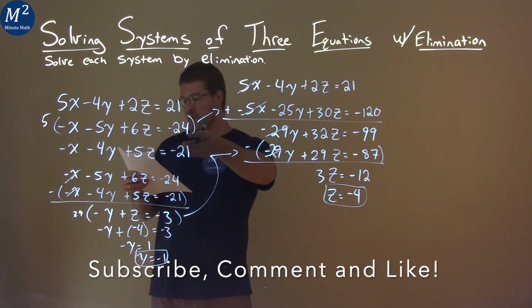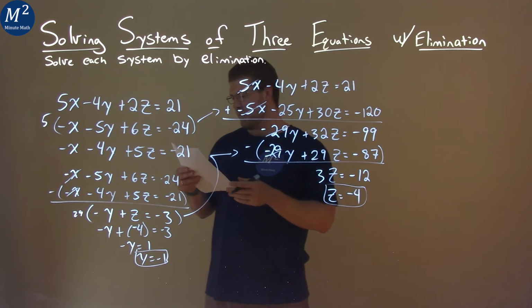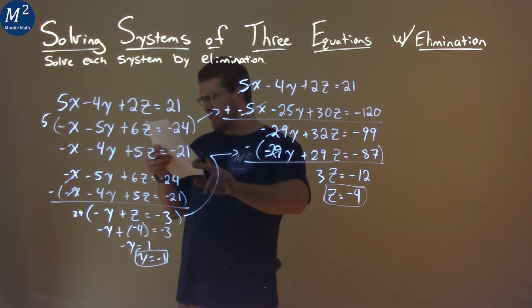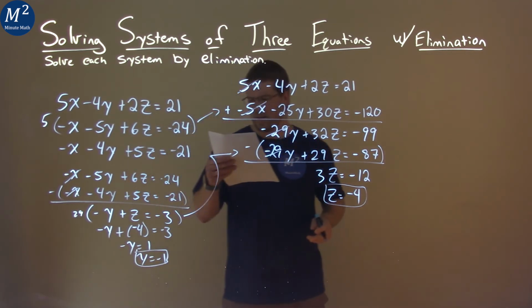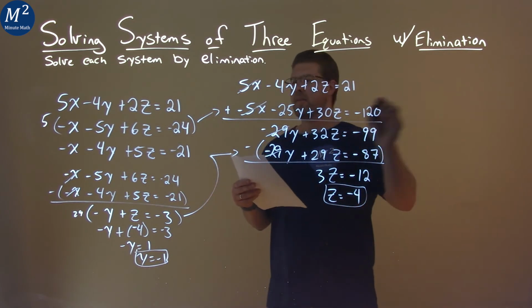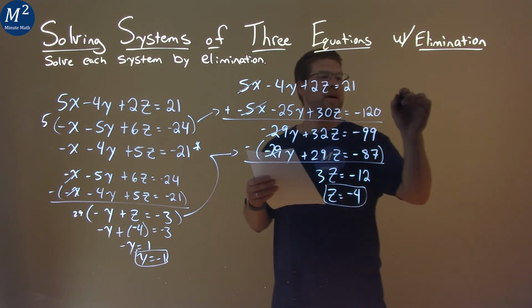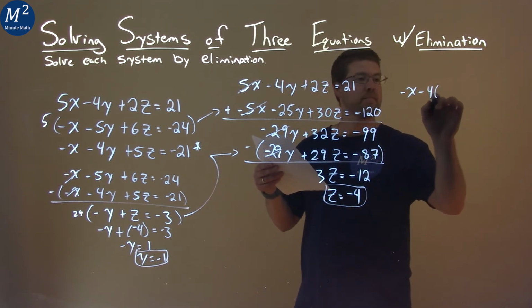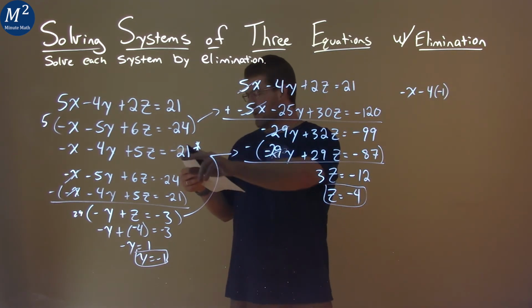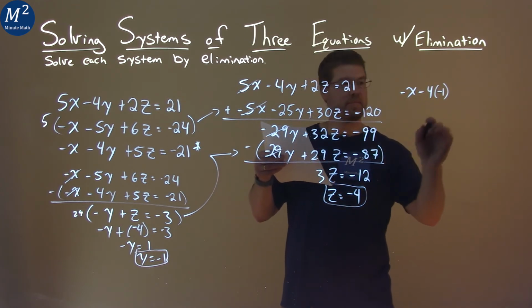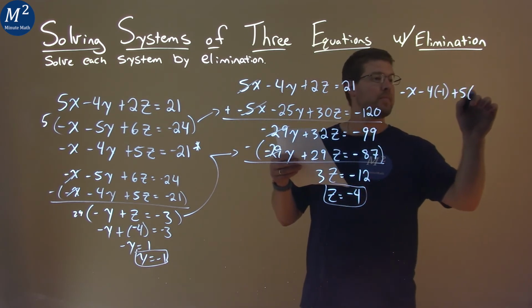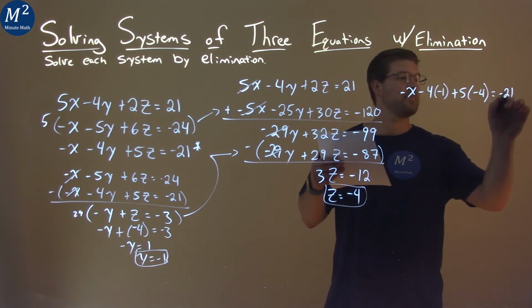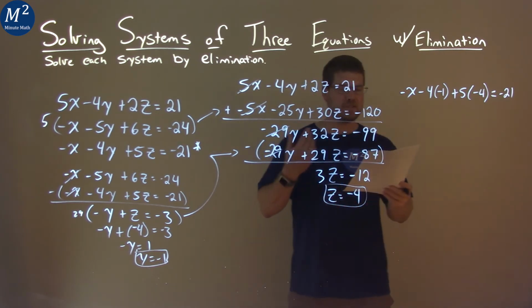We need to pick one of our equations, plug them in, to get our x value. The equation I picked, which one did I pick here? Negative 21. This one. They all kind of blur together sometimes. So let's rewrite that equation right here. We have negative x minus 4, and instead of y, put a negative 1. And then plus 5z. So plus 5, and z is negative 4. And that equals negative 21. We now need to solve for x.